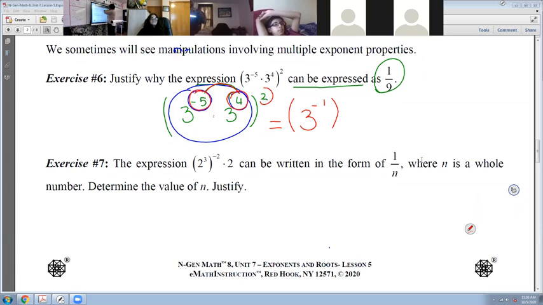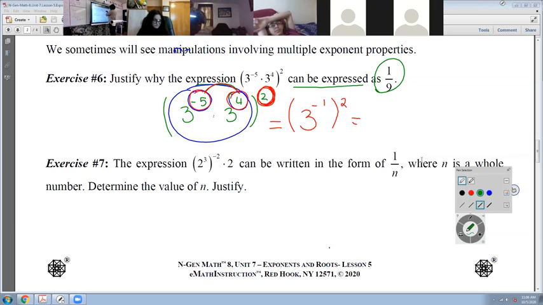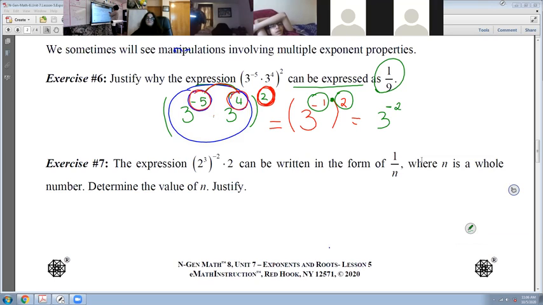What is the outside exponent? 2. So, is it the power over power method? Yeah. Okay, let's multiply that. What is negative 1 times 2? Negative 2. Yes, very nice. How can we change it to positive?